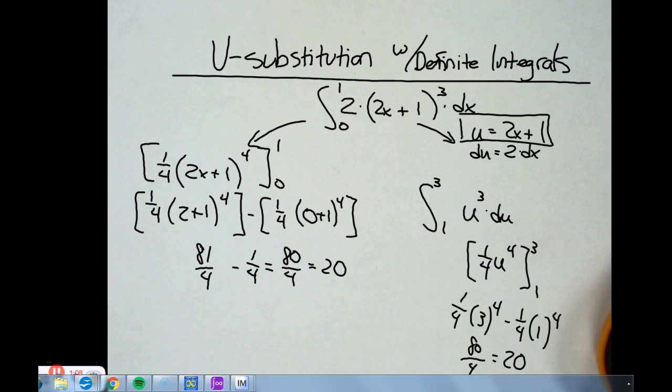And I want you to know both of those processes. I want you to be able to do both of those. Questions on either one of those?